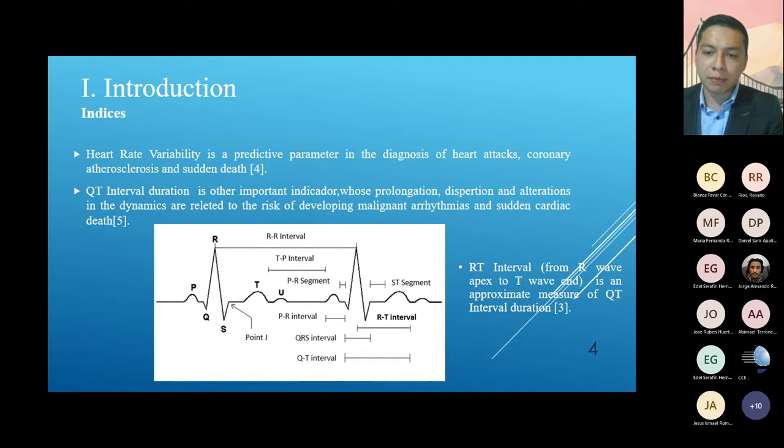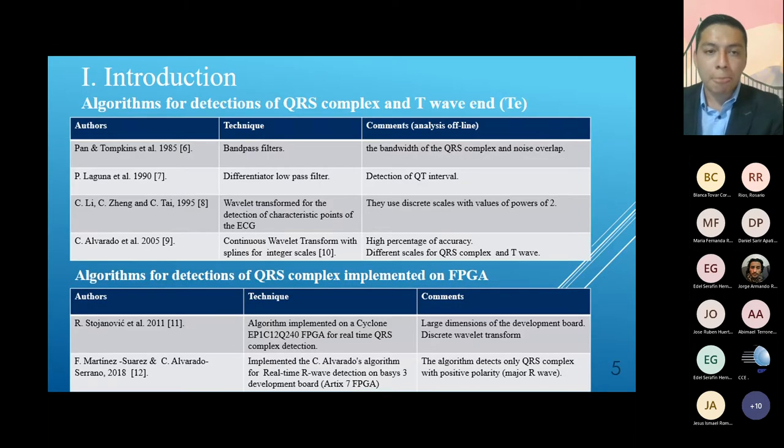The detection of the beginning of the Q wave in real time increases the computational complexity considerably. Thus, the measurement of the RT interval is an excellent way to estimate the QT interval. The background: algorithms for detection of the QRS complex and T wave. Currently, there are many articles on methods for detection of the characteristic points of the ECG. Despite this, almost all of them are implemented offline.